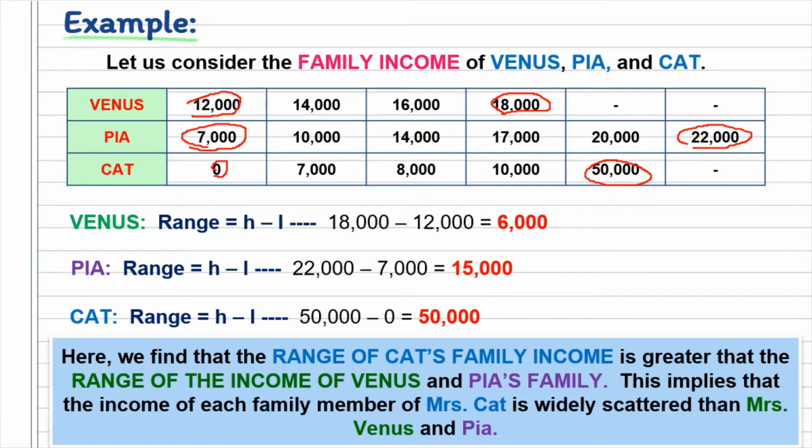Here, we find that the range of Kat's family income is greater than the range of income of Venus and Pia's family. This implies that the income of each family member of Mrs. Kat is more widely scattered than Mrs. Venus and Pia.